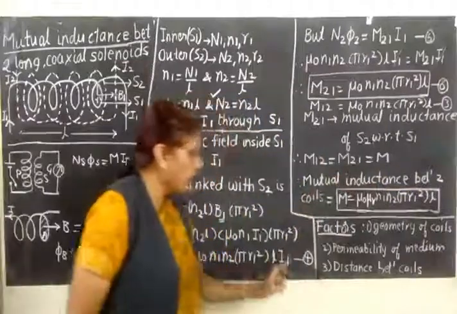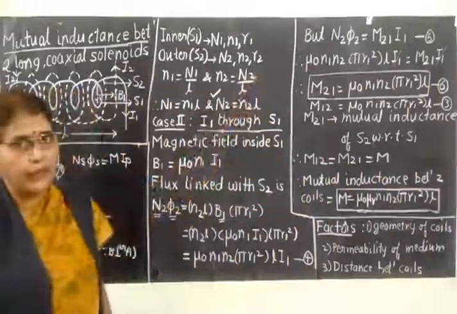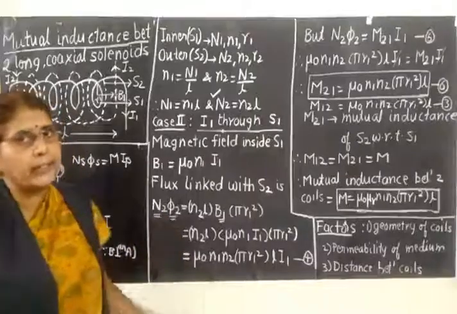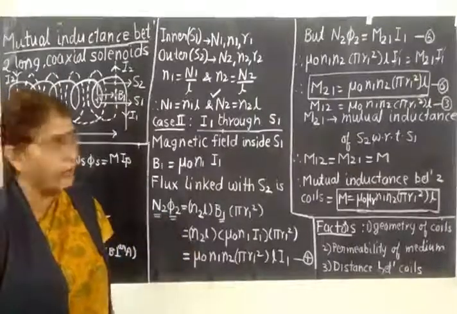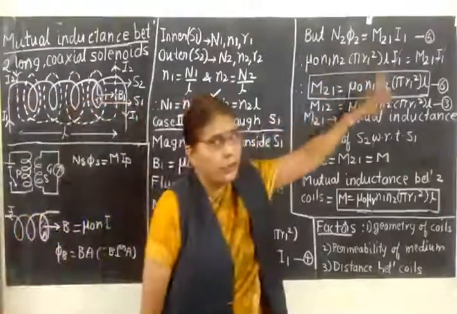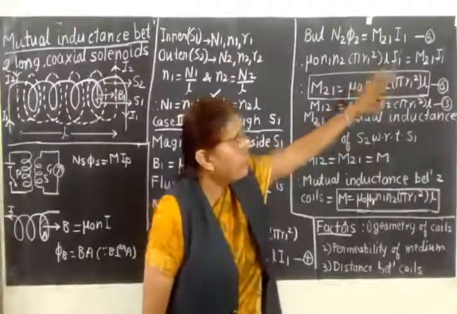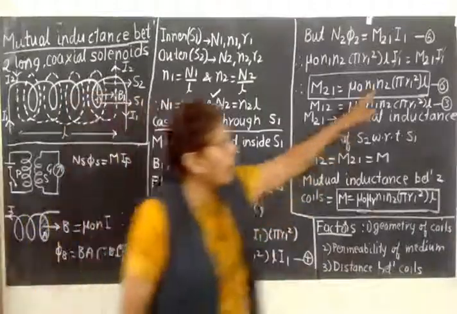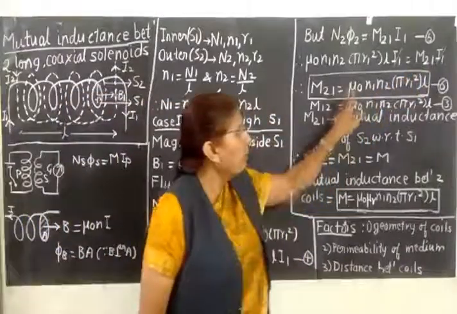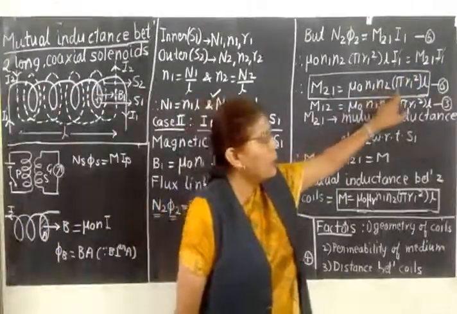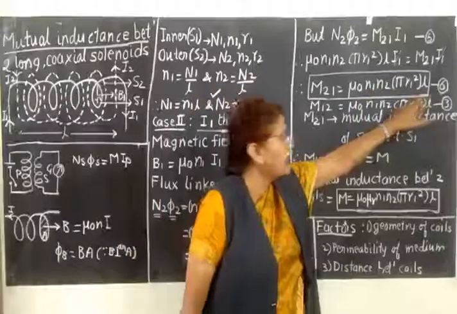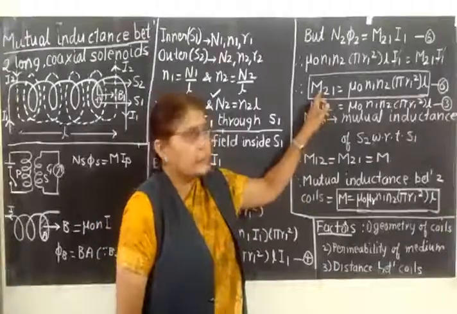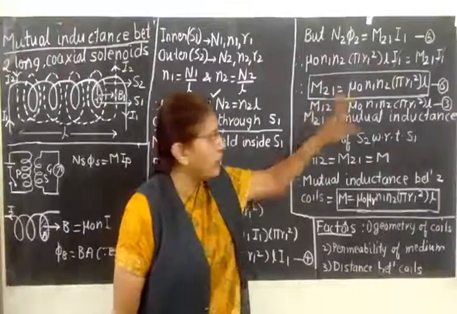Now if you observe equations 4 and 5, you will find that both are for what? N2. So you can very easily equate equations 4 and 5. If you equate them, I1 is common on both sides and it gets cancelled. So you will get the value of M21 as mu 0 N1 N2 pi R1 square into L. Let us call this equation 6. So you got an expression for M21 by equation 6.